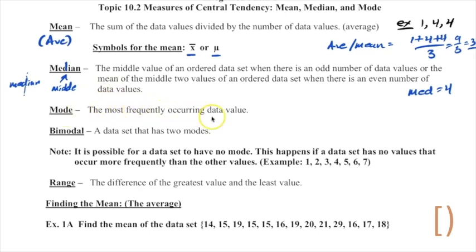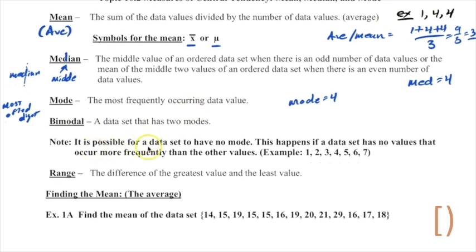Mode, the most frequently occurring data value. Mode, most often digit, most people like to say. Most often digit, that's the mode. In this case, 1, 4, 4. 4 happens the most. So my mode here would be 4. Now, if that 4 was a 5 and they're all separate, then you have 3 modes. So if there's more than one mode, bimodal, a dataset has 2 modes. It's possible for a dataset to have no mode. This happens when the dataset has no values that occur more frequently than other values. For example, these you could say have no mode.